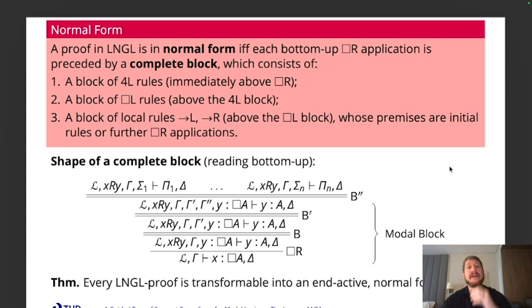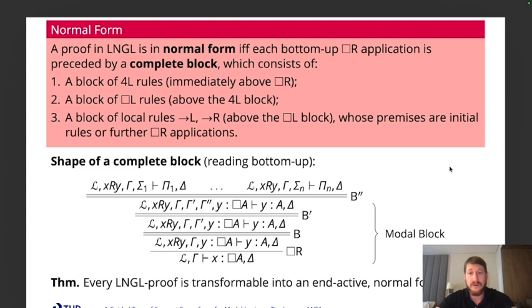Okay, so how do we translate from the line sequent setting into the Gentzen sequent setting? This process is essentially a two-step process. What we have to do first is put the line sequent proof in something that I call normal form. And what that means is that reading the proof bottom up in the line sequent setting is going to consist of repetitions of blocks of rules.